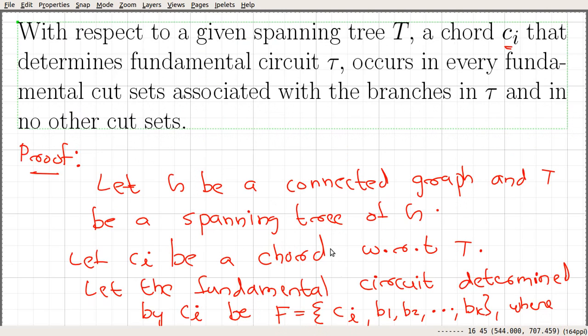So let's look at the fundamental cut set determined by V1 and see what is going to happen. Here our aim is to prove that this Ci occurs in every fundamental cut set associated with the branches in this fundamental circuit tau, in this case F, and in no other cut sets.